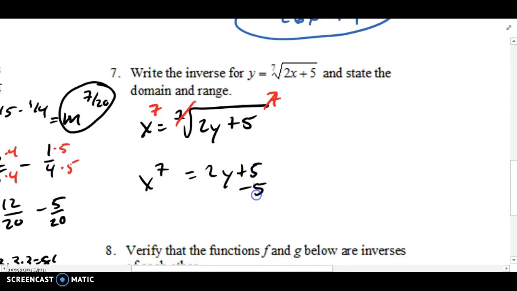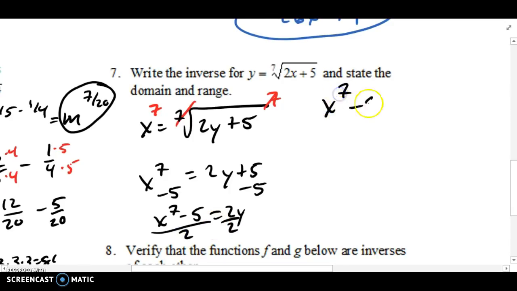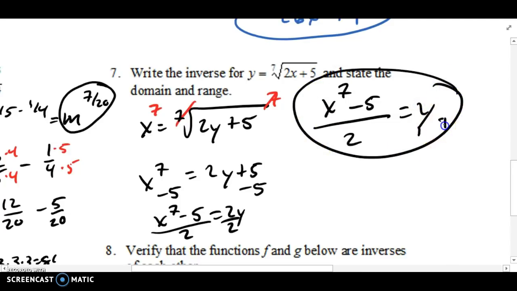And then we're going to subtract the 5, so we get x to the 7th minus 5 equals 2y, and we're going to divide off the 2. So the inverse is x to the 7th minus 5 all over 2. And that is the inverse. The domain of range is very similar to what we taught. Again, we'll hit more on this later. This is an odd root, which means we can do all real numbers.